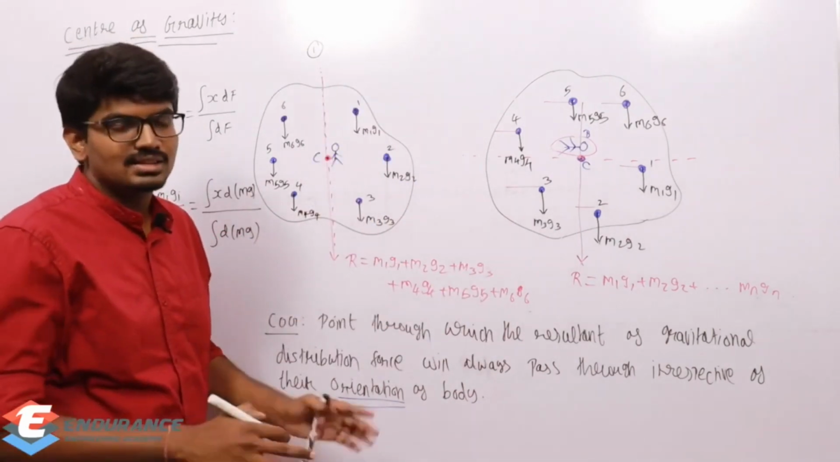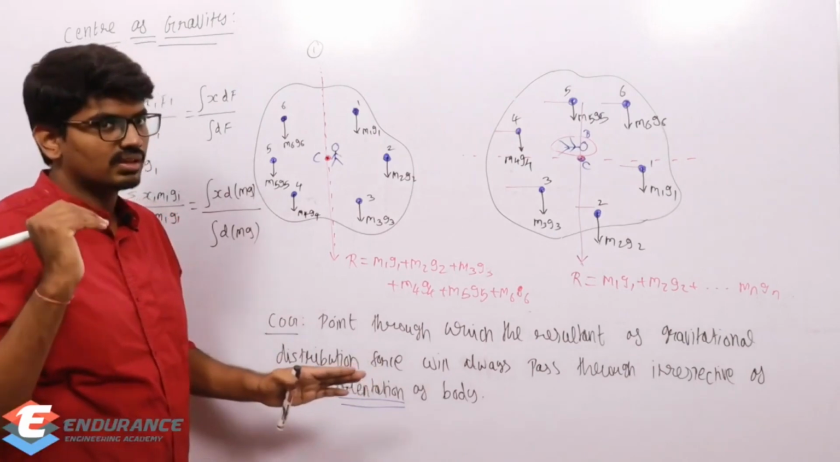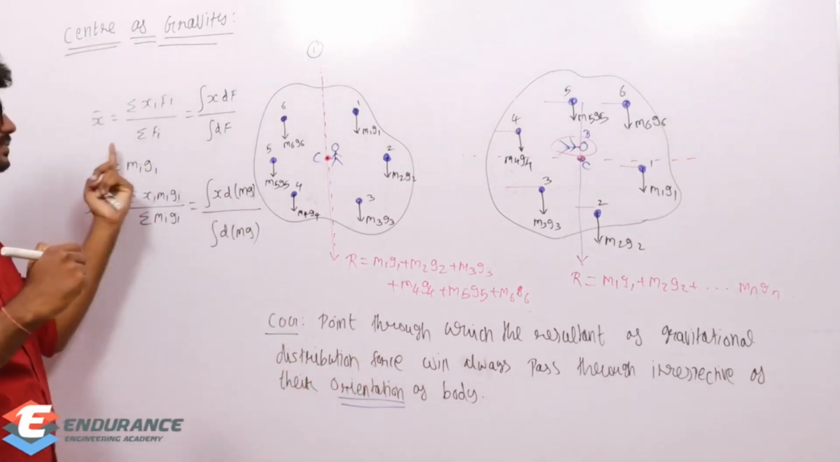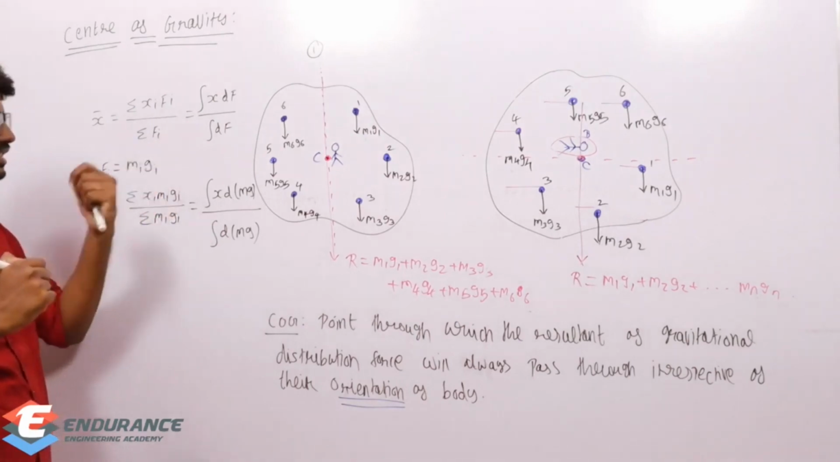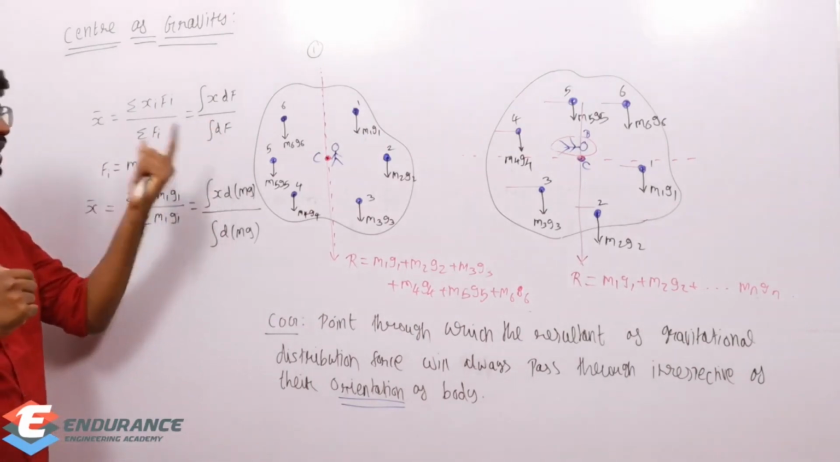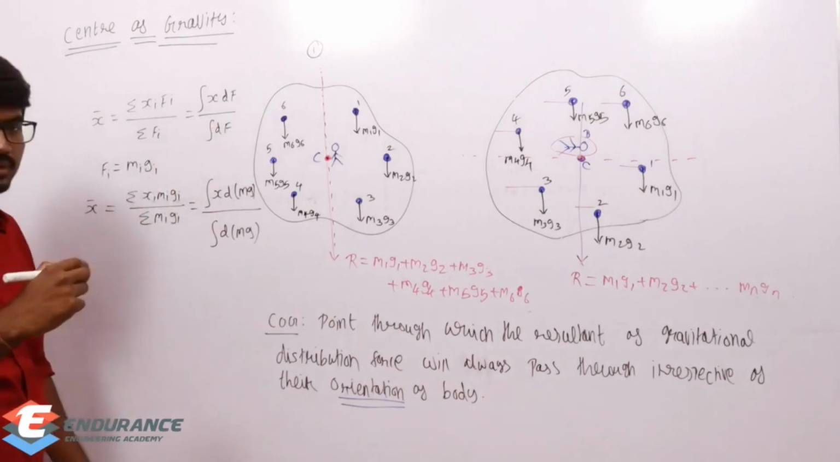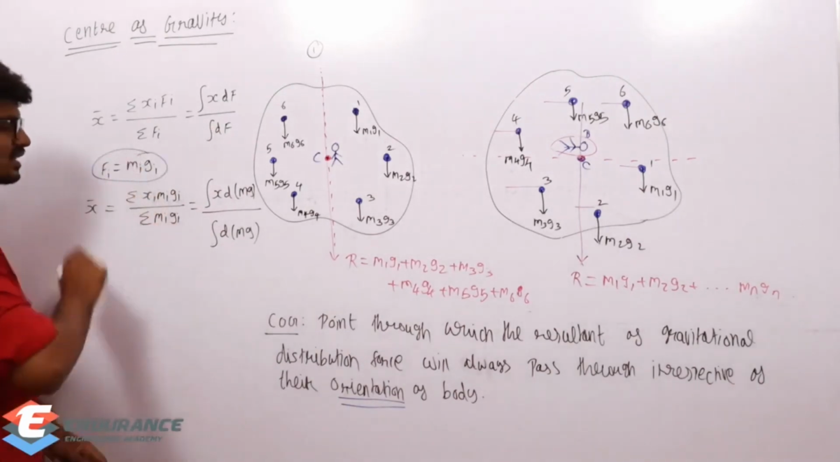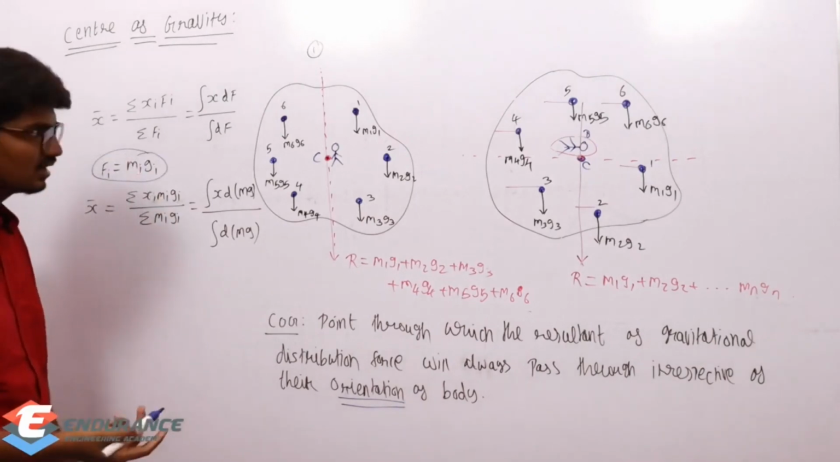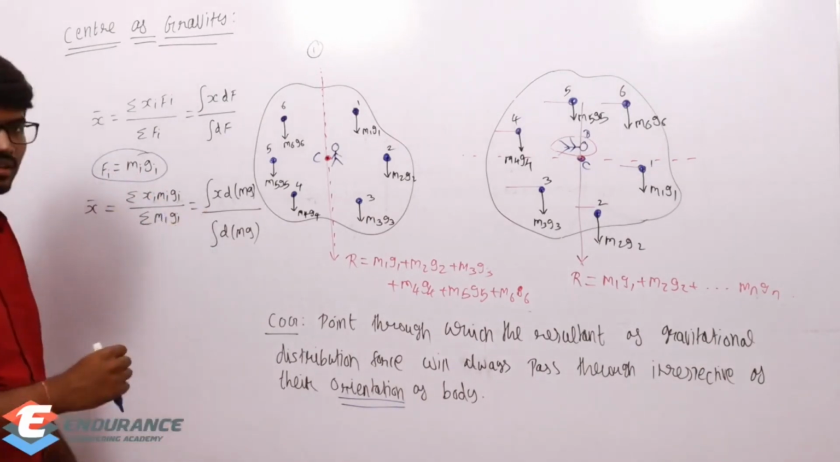Again, how can I find it? Simple. We already discussed center of parallel force, right? This is what I got. X bar is equal to summation of xi fi by summation of fi for a discrete system, and integration of x df by integration of df for a continuous system. In this particular case, what is our fi? In general, fi is mi into gi, that is mass into acceleration due to gravity.